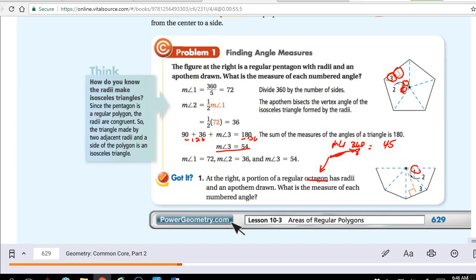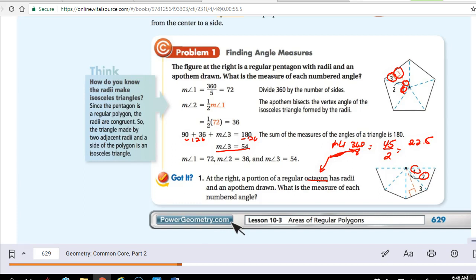On the other one, angle 2 is going to be half of that because of the apothem. If I divide 45 by 2, of course that's not going to come out even, but you're going to end up with 22.5.